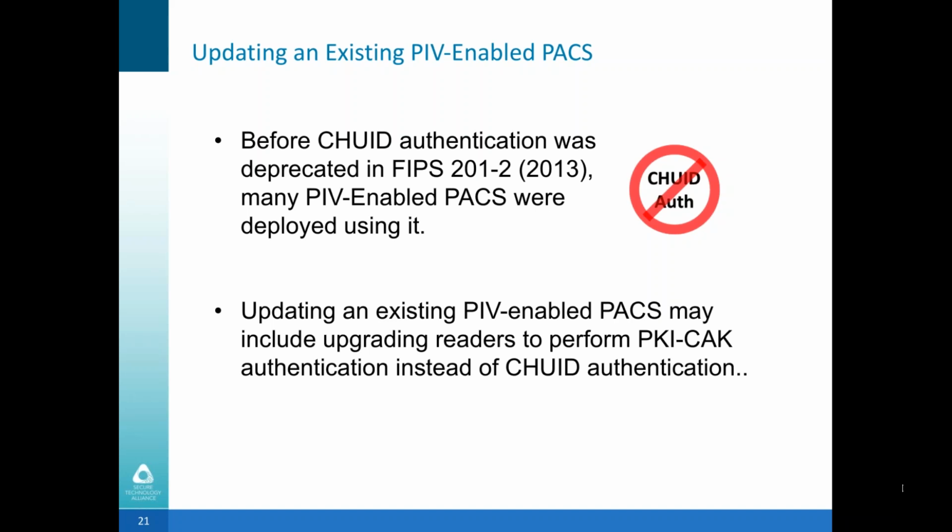But it became clear that the CHUID provided no more security than the RFID tag, and the CHUID is actually more easily clonable than an RFID tag. So FIPS 201-2 deprecated the CHUID as an approved authentication mechanism. And with this, and the abundant selection of PIV card readers on the GSA PL, agencies may, and should in some cases, contract for upgrading these PACS to use stronger PIV authentication mechanisms. Next slide, please.